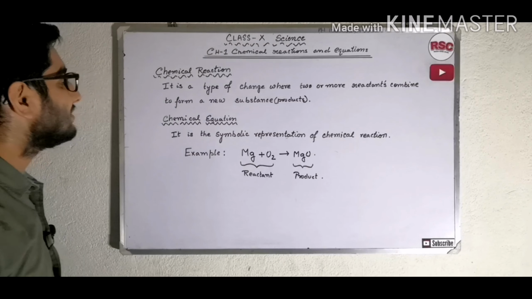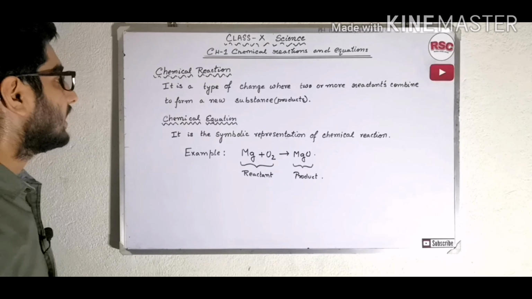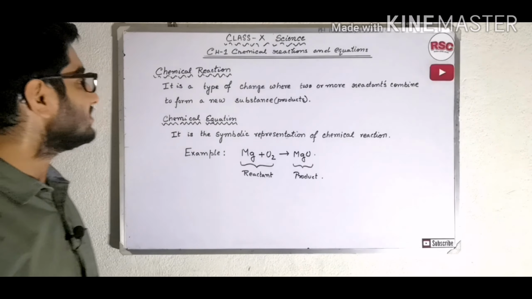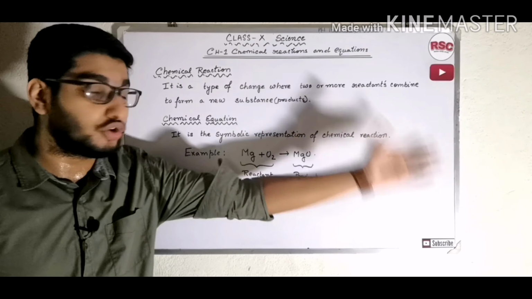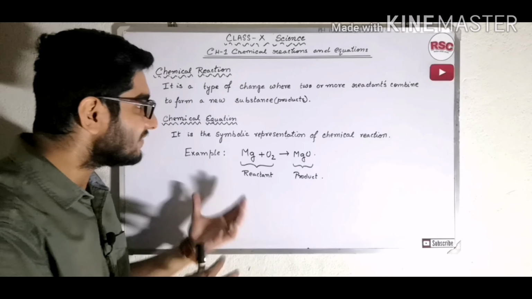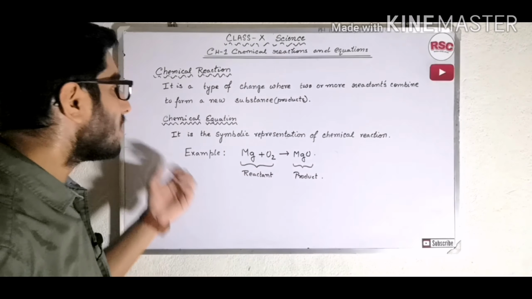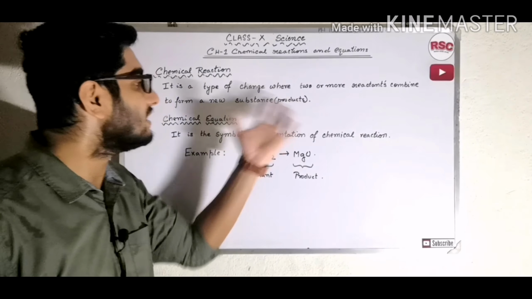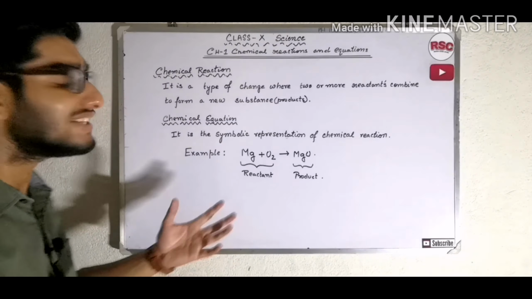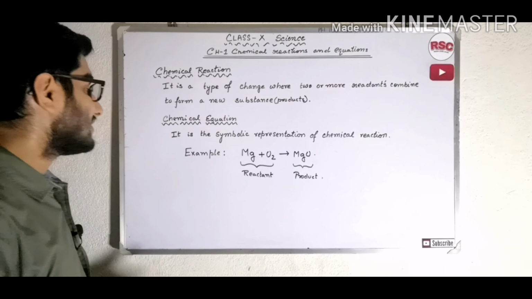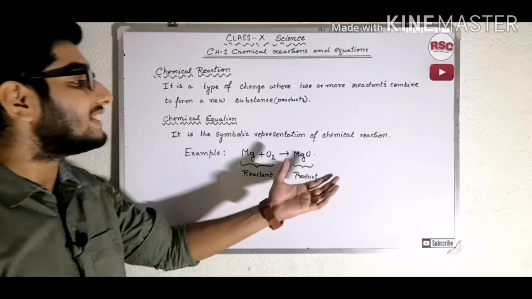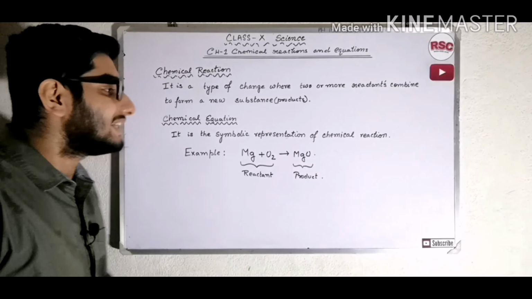Coming to the chemical reaction and chemical equation. Now what is a chemical reaction, students? It is a type of change where two or more reactants combine to form a new substance. The substances formed are the products, or a single product. Now what is a chemical equation? It is just the symbolic representation of the chemical reaction.